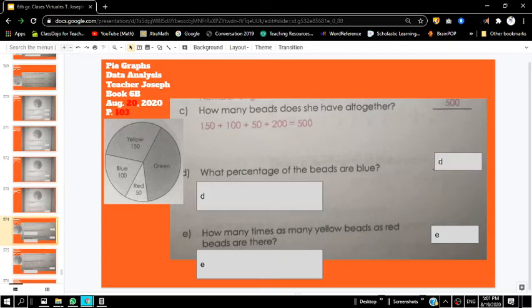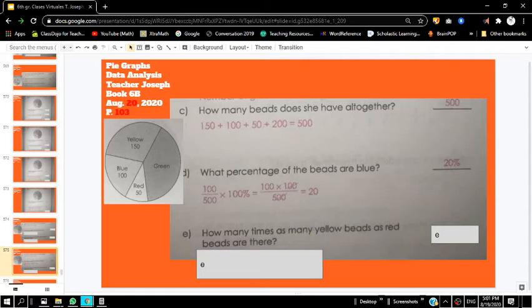Let's read letter D. Letter D says, what percentage of the beads are blue? Well, we know that 100 beads are blue. So since we can compare the quantity to a percent, what we can do is take 100 blue beads over the 500 total beads, multiply that by 100%. We can simplify our fraction, and we come up with 20%. 20% of the beads are blue.